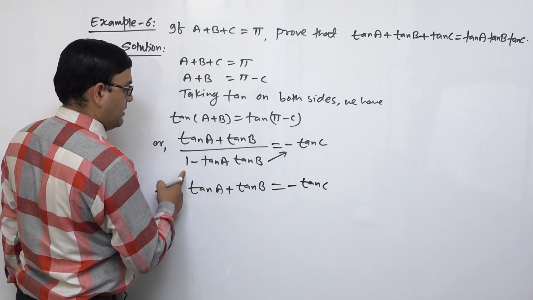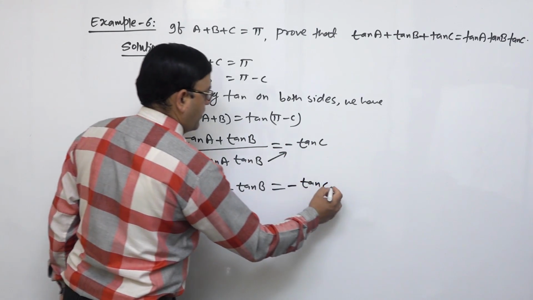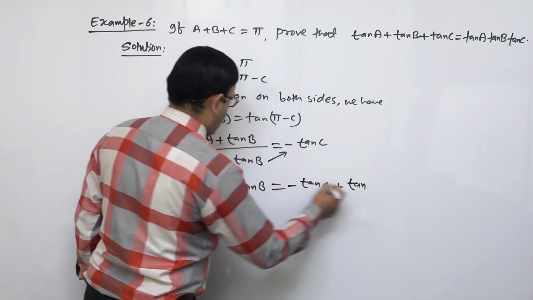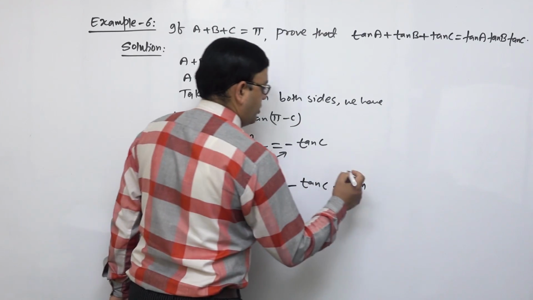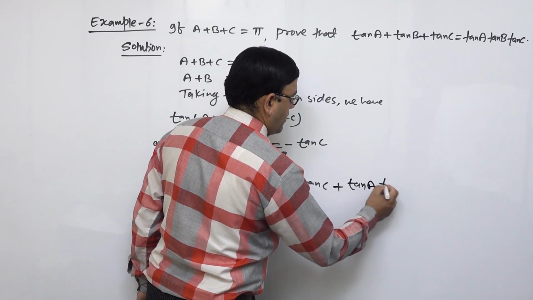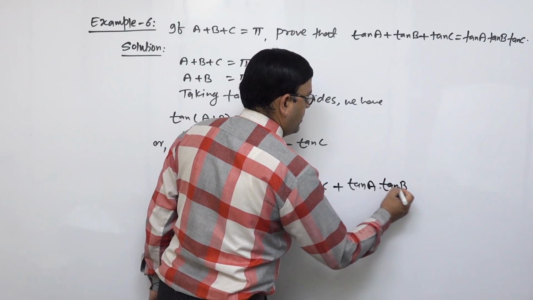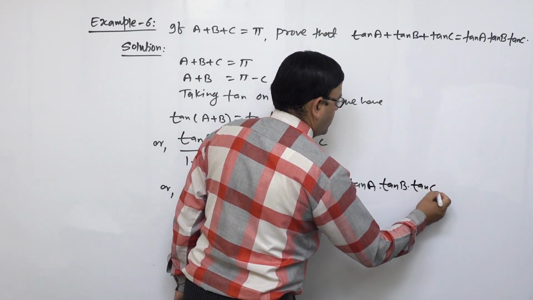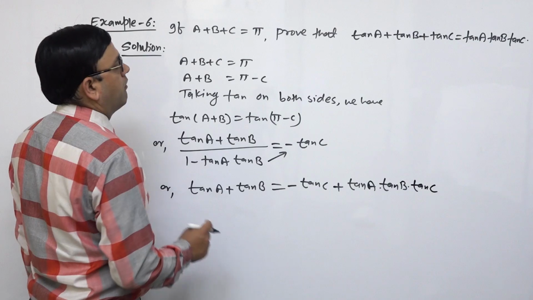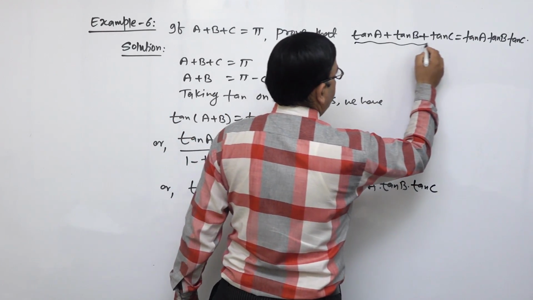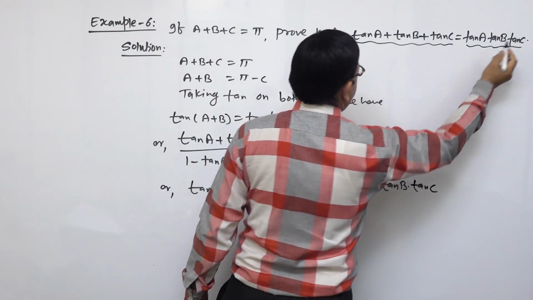Minus tan c times 1 is minus tan c. Minus minus plus, we have tan a tan b and tan c. Now our question is tan a plus tan b plus tan c is equal to tan a tan b tan c.